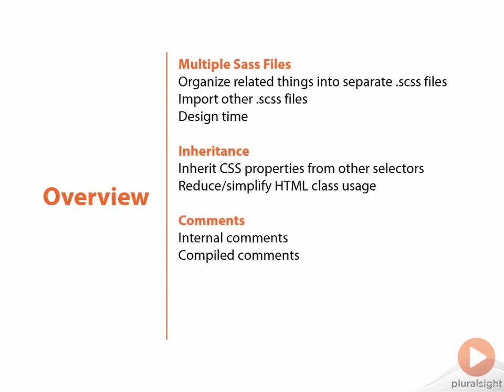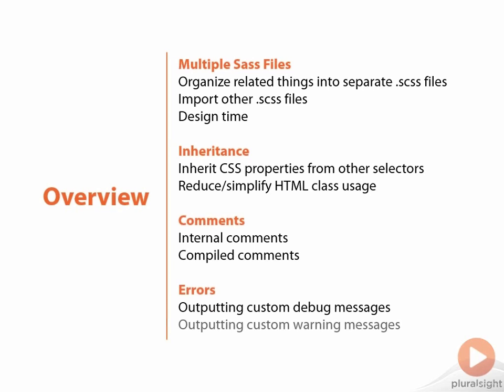We'll then learn about the two different types of comments that we can write in our SASS files. So these are comments that are just internal to the SASS file to help us understand what's going on, or comments that we actually want output to the resulting CSS. Finally, we'll take a look at what happens when we've got errors in our SASS file, and also how we can output both custom debug messages and custom warning messages during the SASS compilation process.